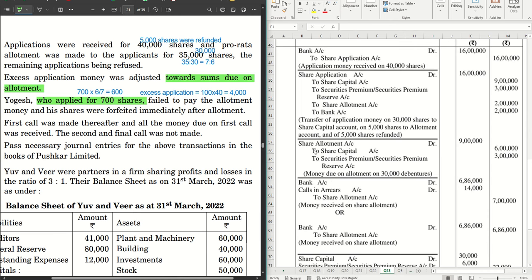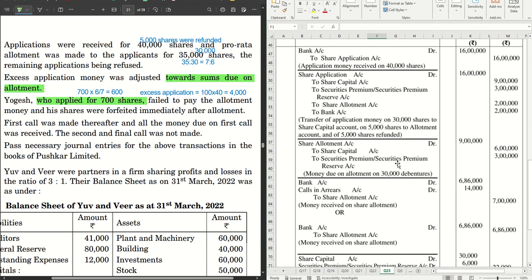Now, always remember when you are making the calls due, at that time you don't have visibility on who will pay and who won't pay. Calls in arrear doesn't come in this entry. I've seen students being confused sometimes about where calls in arrear will come. It comes with the bank account entry. When you're actually receiving the money, you get to know who is paying and who is not paying.